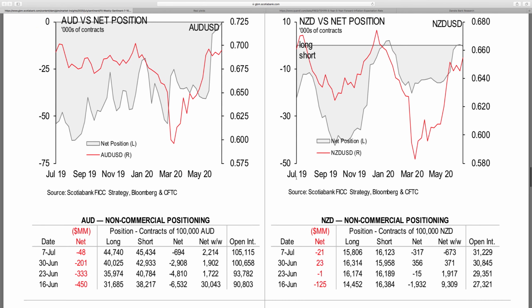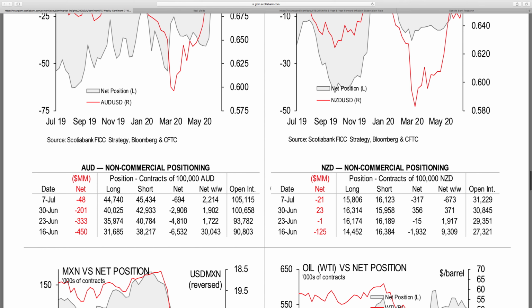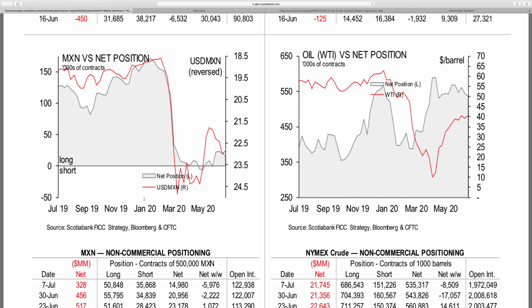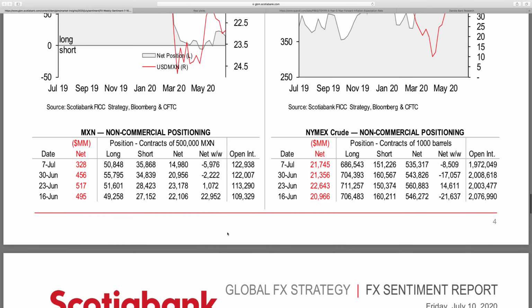AUD and NZD, they're both very neutral. Open positioning on both very low, and the long and short are at balance, as there are no incentives to add or short in this environment. And the other currencies didn't have anything significant either.